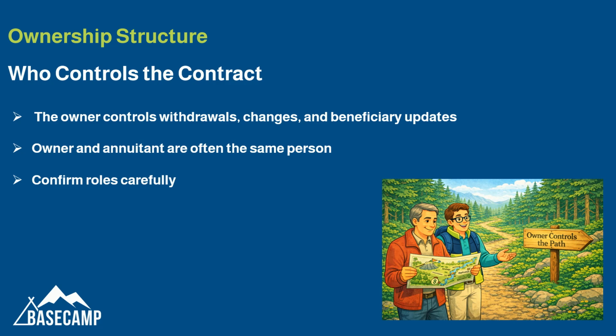The illustration on the slide reinforces this idea. You can see me as the agent and the client reviewing a map together, while a sign nearby reads, "Owner controls the path." It's a helpful visual reminder that the owner is the individual who generally controls how the contract is managed. Approaching this section carefully helps ensure the roles documented in the application align with what the client is intending as part of the retirement strategy being considered. From here, the application will continue moving through additional sections that document other important details related to the contract.